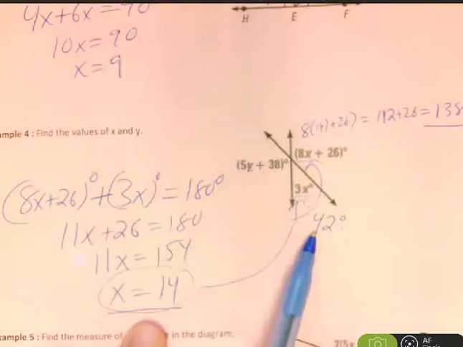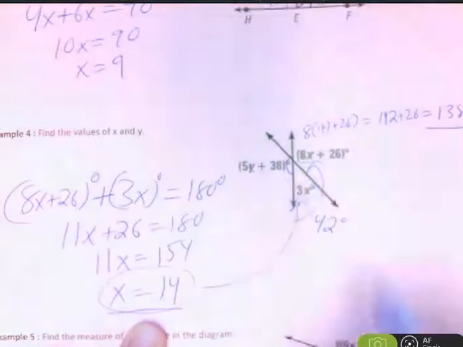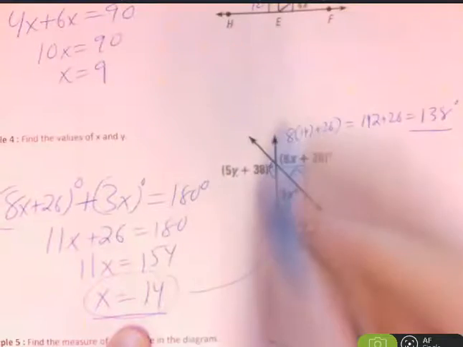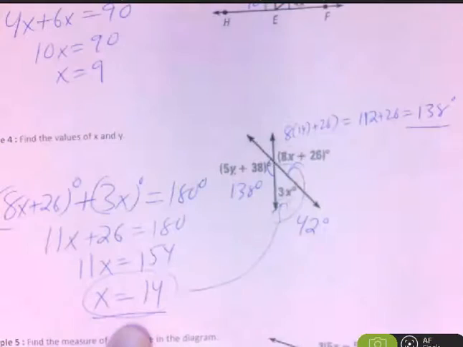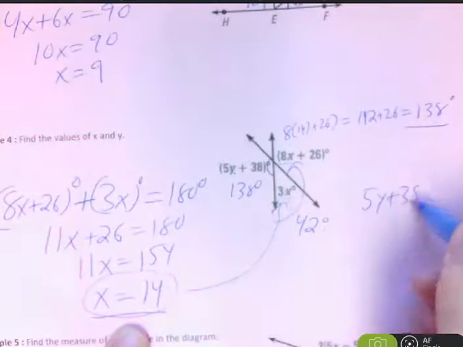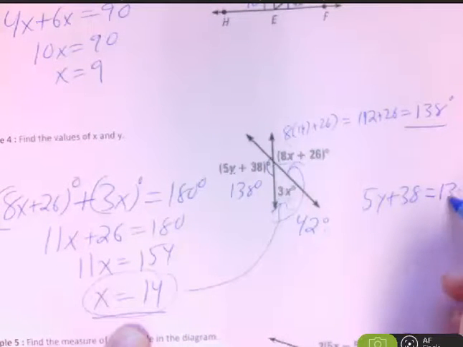If this is 42, what does this angle have to be? Right? If this is 138, what does this angle have to be? This has to be 138 degrees. So 5y plus 38, 5y plus 38 must equal 138.